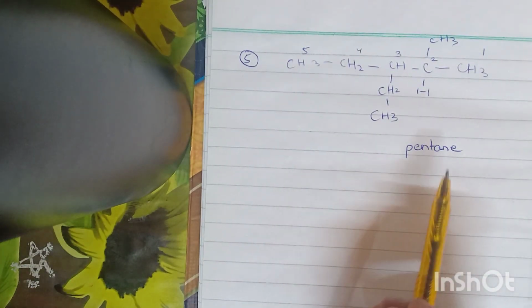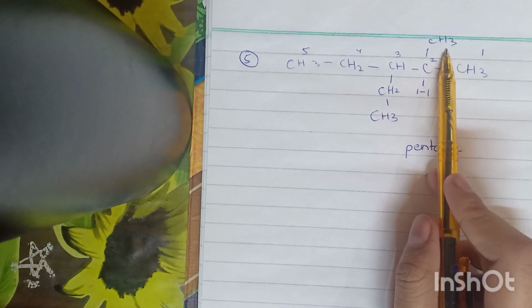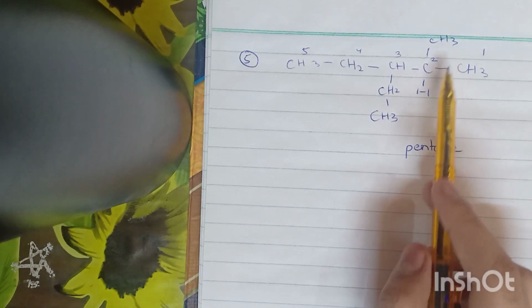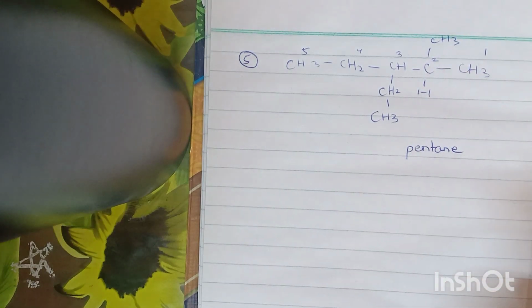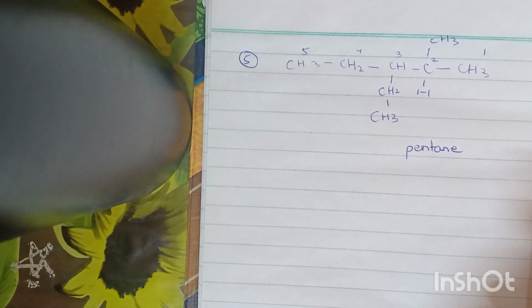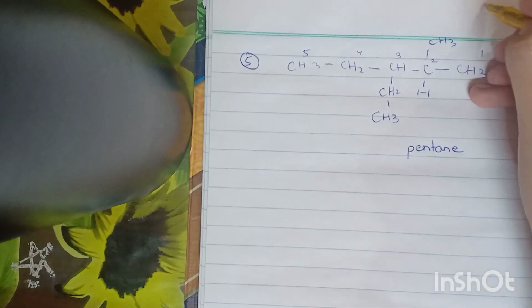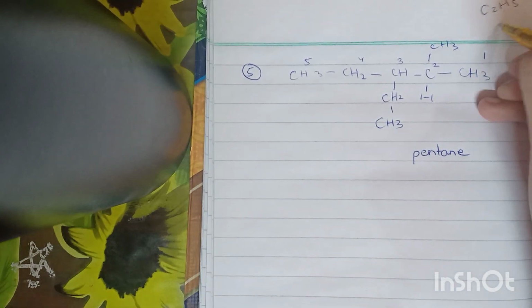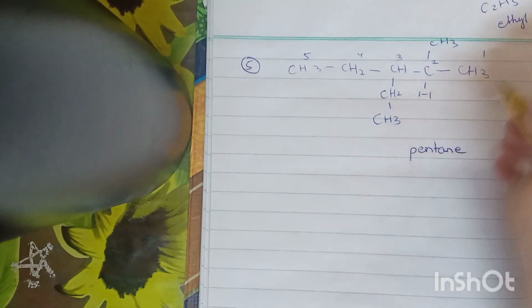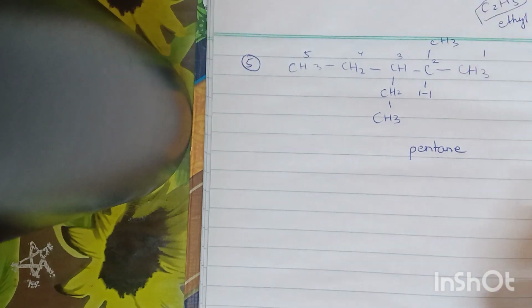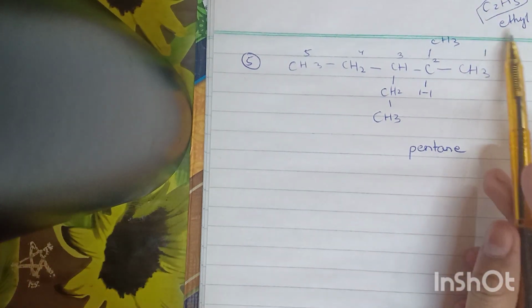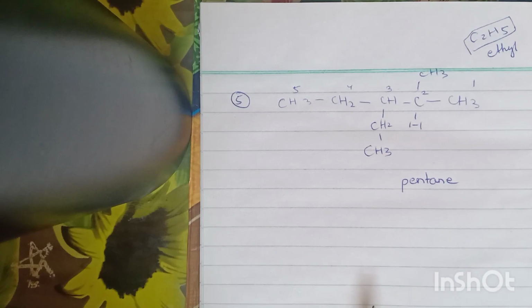Okay, so now what is this? CH3. And what is this? It is C2H5. What is C2H5? It is ethyl. Right, it is an alkyl radical, as we have made the formula. These are derivatives of alkane. So here, it is ethyl.